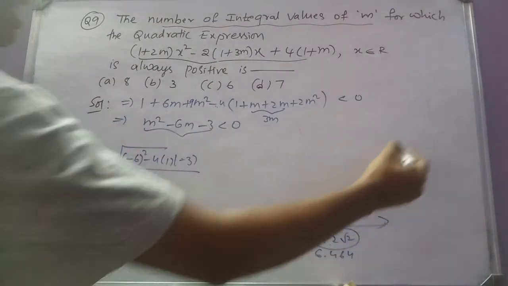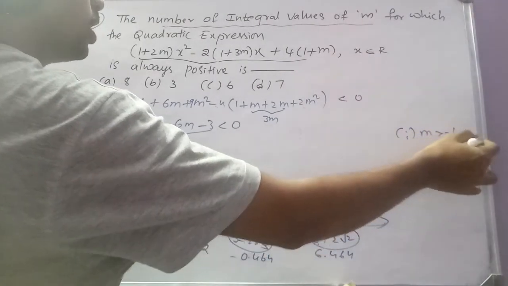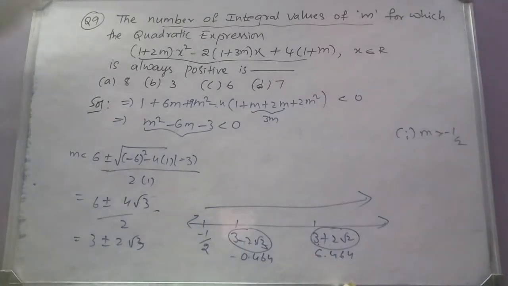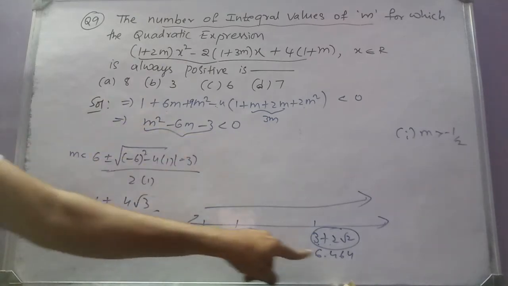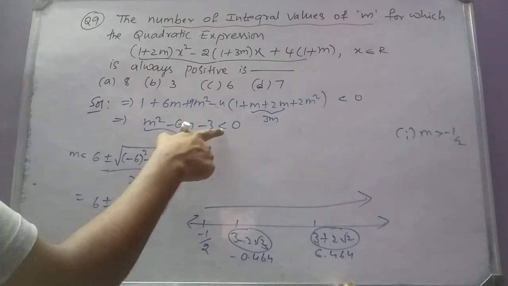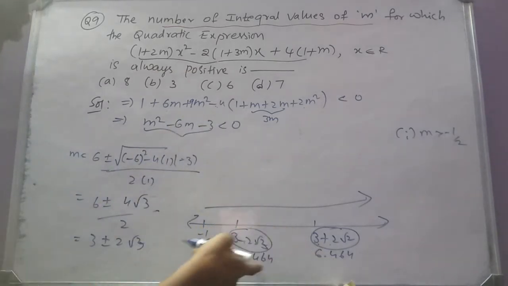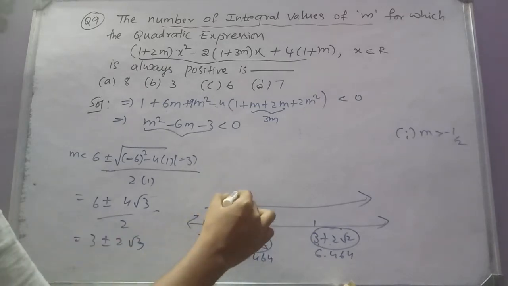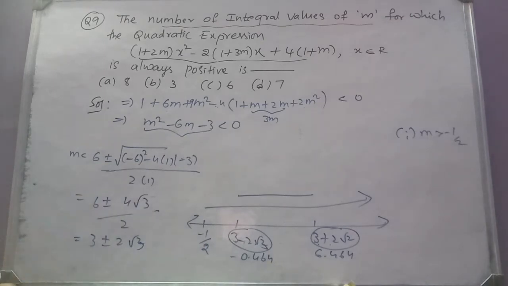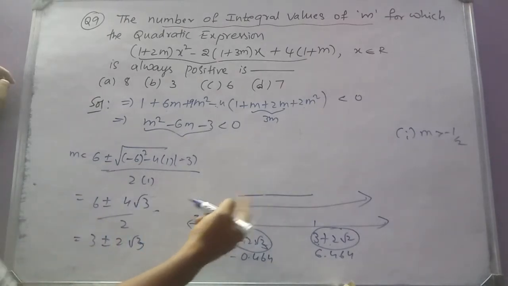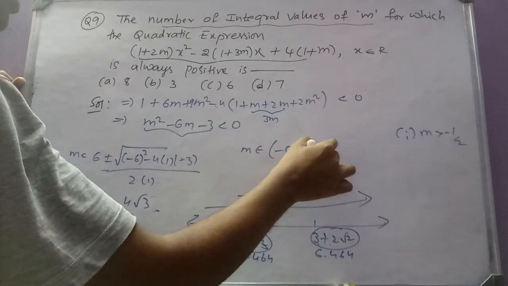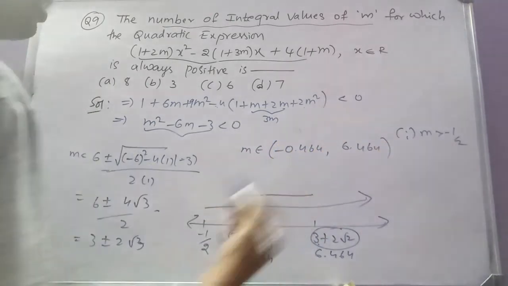The first condition, I just have erased it, says that m value is greater than minus 1 by 2. The second condition says that m value is between these two roots because the symbol is less than, or else you can use the wavy curve method also. Since the symbol is less than here, I will take the values between these two roots. I cannot take the endpoints because the equality sign is not there. So the interval which contains the double line is m belongs to minus 0.464 comma 6.464.